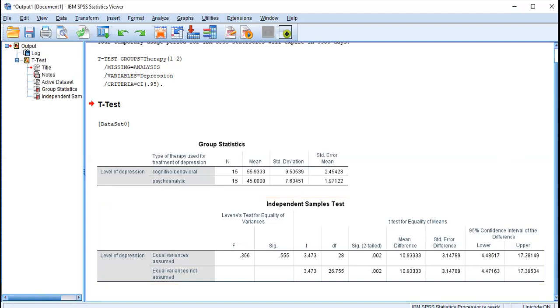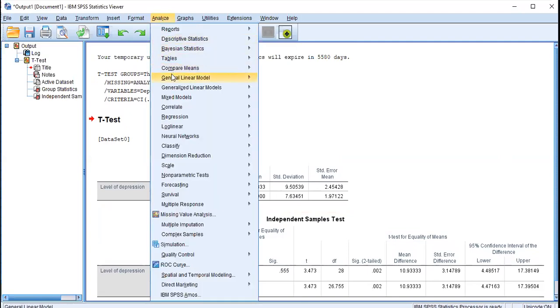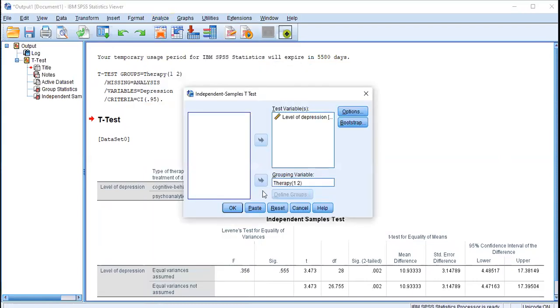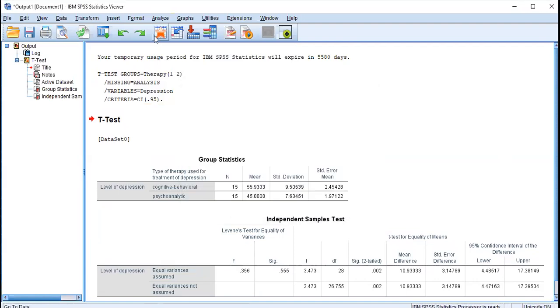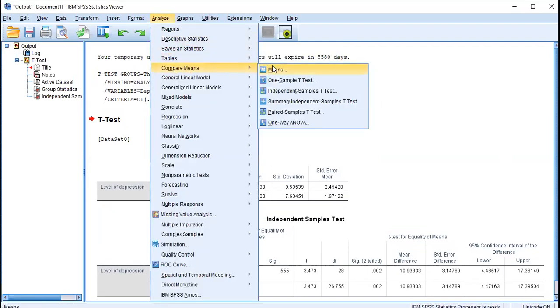I'll try to work on this particular test again, just to help you understand how we are conducting these tests. So we are going for Analyze first, then Compare Means, then Independent Samples T-Test. And what I'll do is I'll just reset it, so next time when we are using it, you have the things coming up. So Analyze, Compare Means, Independent Samples T-Test, and this is how the things will open for us.